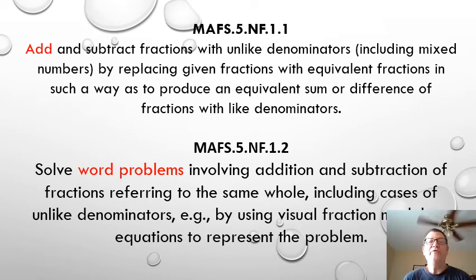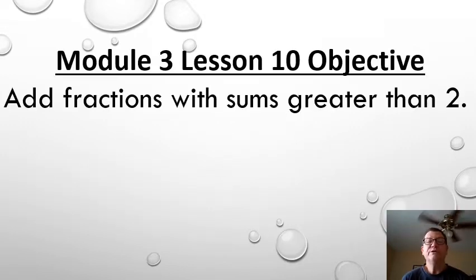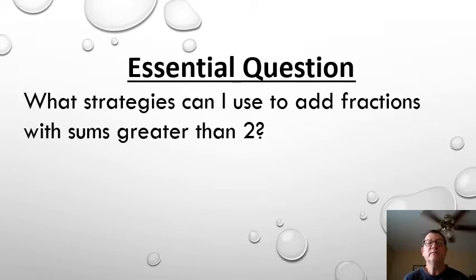Okay, today we're still working with MAFS 5 and F11, which is add and subtract fractions with unlike denominators. And we'll also be working into MAFS 5 and F12, which again is adding and subtracting unlike fractions, but in word problems. Lesson 10: we're going to add fractions with sums greater than 2. So that's a question: what strategies can I use to add fractions with sums greater than 2?